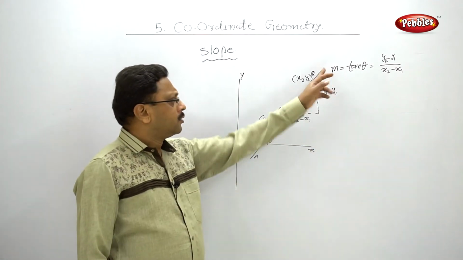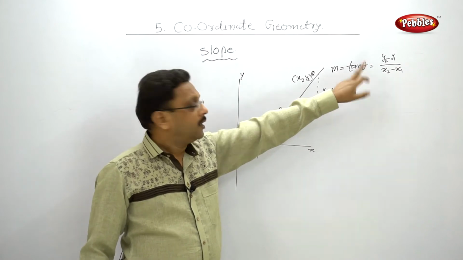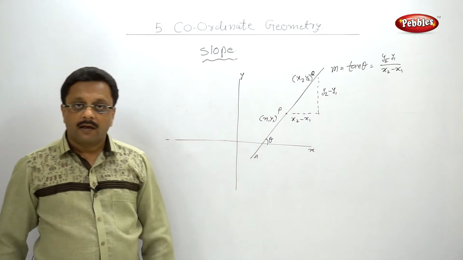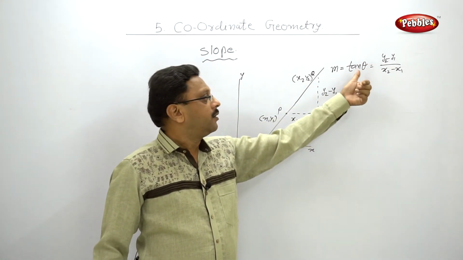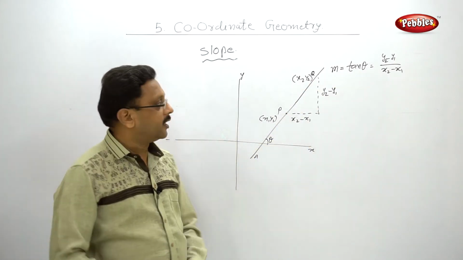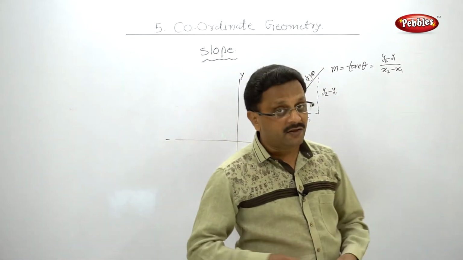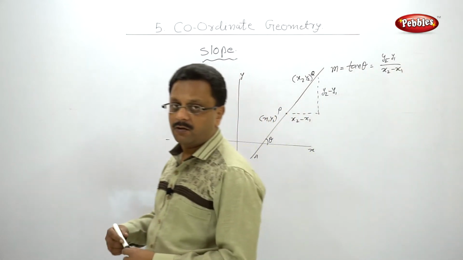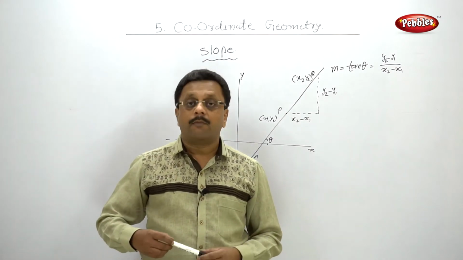Correct? Suppose slope is given, can you find out the theta? Easily. If the theta is given, can you find out the slope? Easily. If these 2 points are given, can you find the theta? Definitely. So now we have got the expression that m, slope of any line, is equal to tan theta is equal to y2 minus y1 upon x2 minus x1, or you can reverse it, y1 minus y2 upon x1 minus x2.